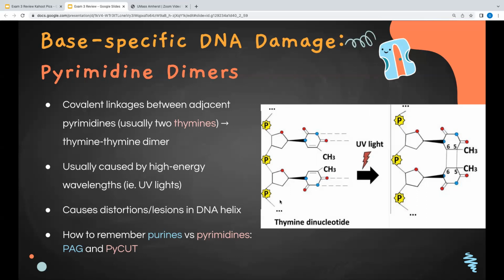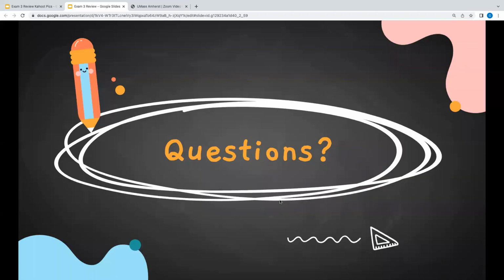And this is really bad because if you have a bulge, then things like DNA polymerase and helicase don't do super well with these dimers. And not super good for you. Questions? Hope not.